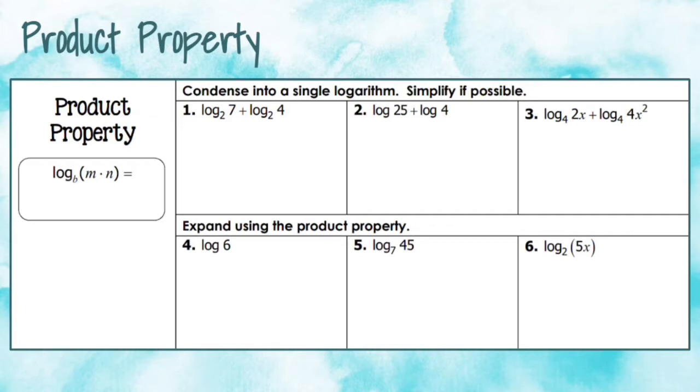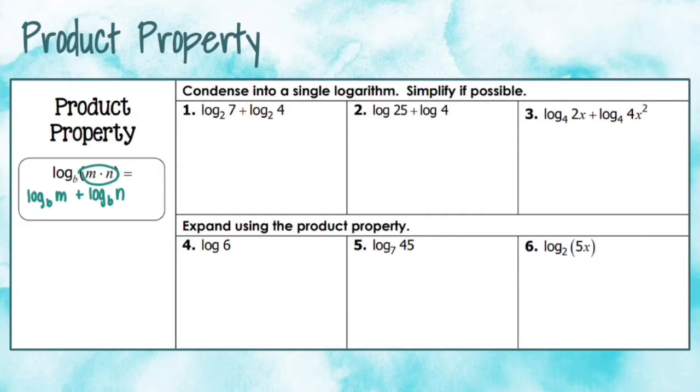So the product property of logarithms tells us that if we have log base b of m times n, that is the same as log base b of m plus log base b of n. So m times n translates to addition.